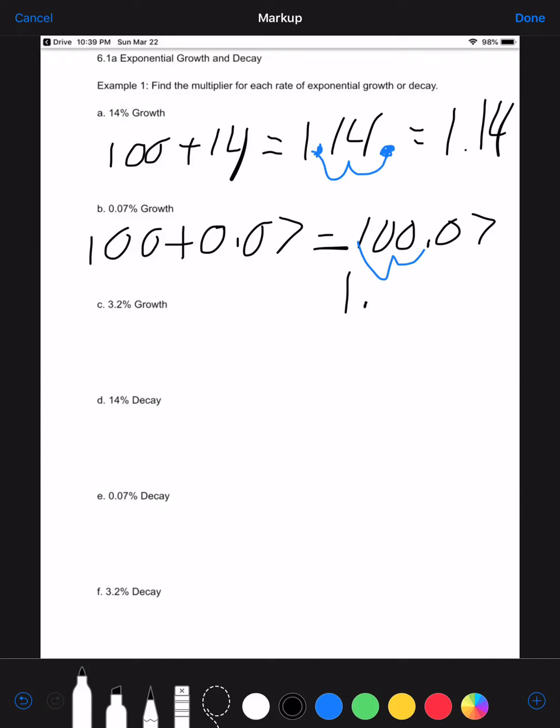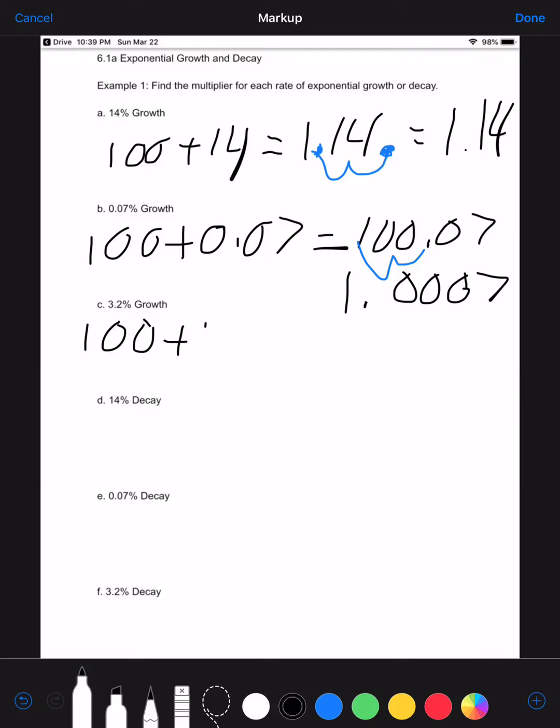Then again, we want to move that 2 spots over. So 1, 2, we now have 1.0007. With something like this, where there's 3 zeros and then a 7, we want to leave it like this. We don't want to round it up or down because then it loses what it is. So you want to leave it like this.